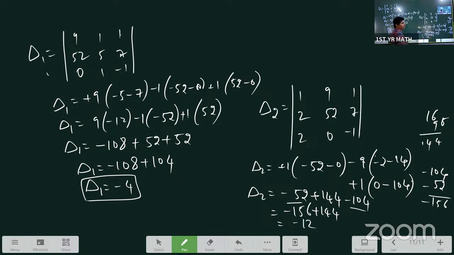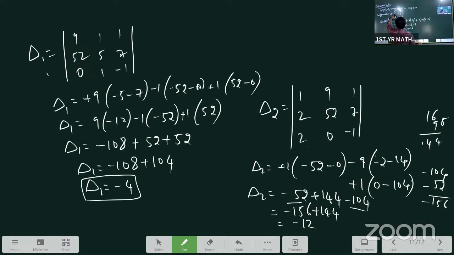Is it clear? Because the bigger number, I am having minus 156 plus 144, I am going to get minus 12, which is delta 2. Similarly, we are going for delta 3. What is delta 3? It is nothing but replacing your third column with the constants.